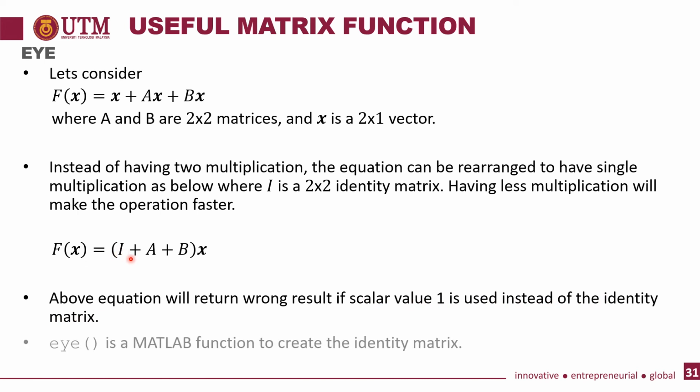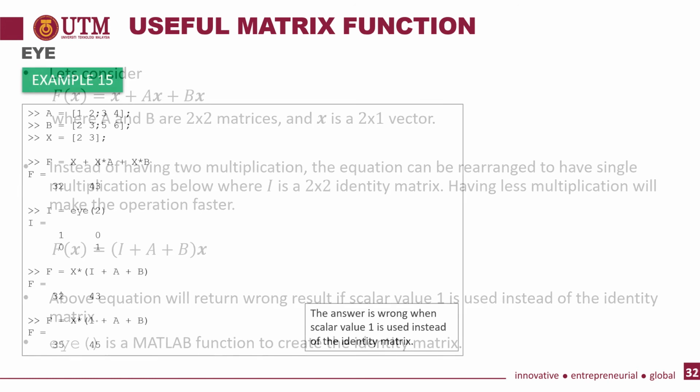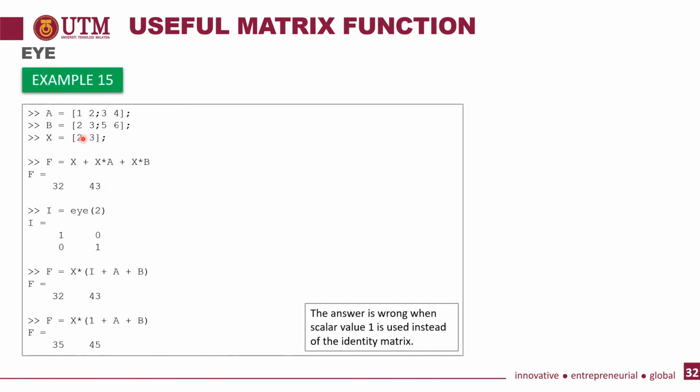So I is a MATLAB function to create the identity matrix. This is an example of the I function. You have a, b, and x, and then you have the equation x + x multiplied by a + x multiplied by b. First you want to find the identity matrix: I of 2 is the size 2 by 2, I of 3 is 3 by 3, and if you put 4 here, it is 4 by 4. It is used to create the identity matrix.